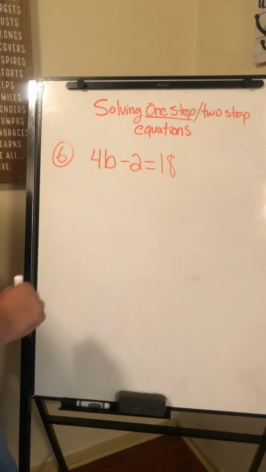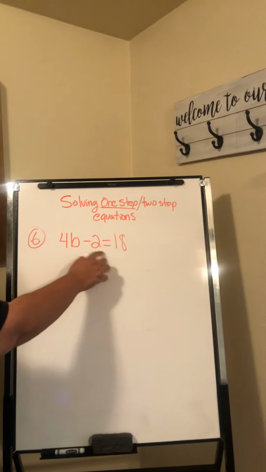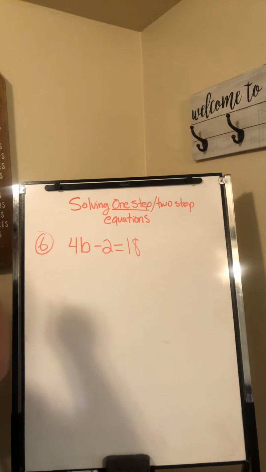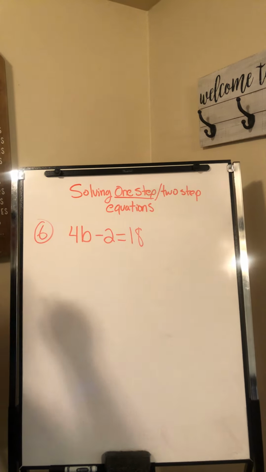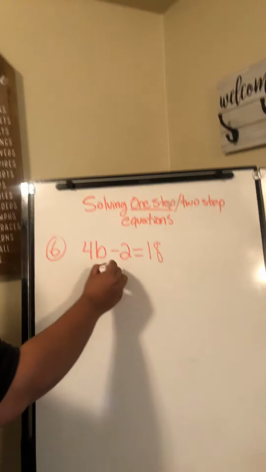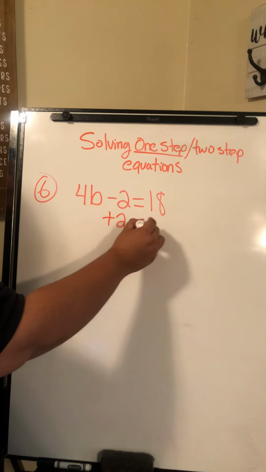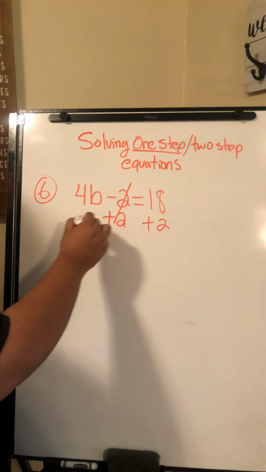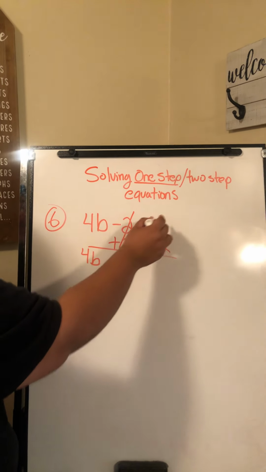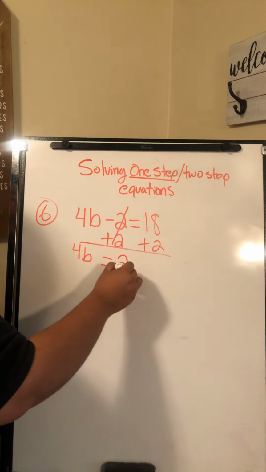So let's begin. Now, which one of these has the variable? Is it 4 or is it negative 2? The answer is 4, so we're going to leave that alone. How do I get rid of a minus 2, guys? What's the opposite of minus 2? It should be plus 2. So you're going to add 2 to both sides. This cancels. So it's going to leave 4b equals 18 plus 2 is indeed 20.